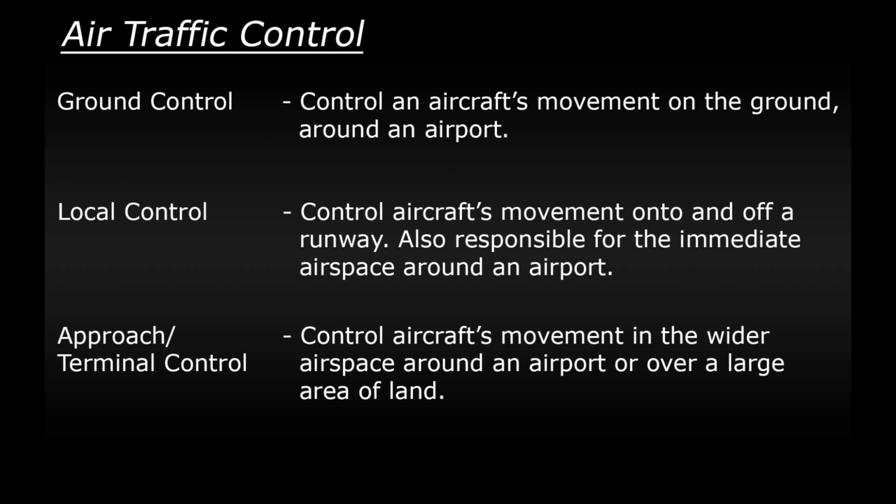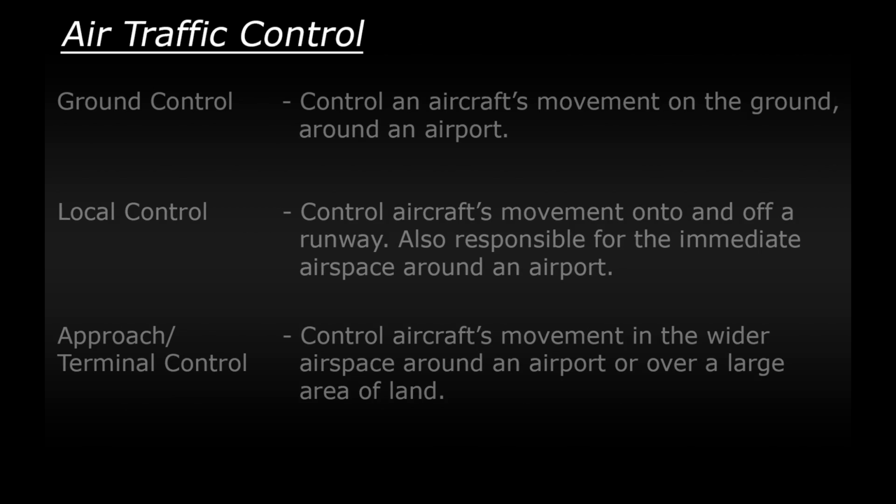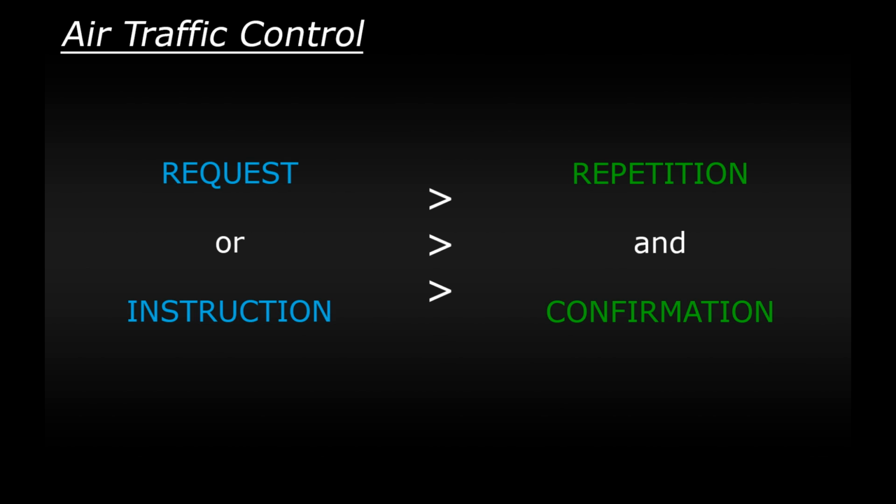Busy areas, such as major cities, will have a team which covers each area. However, smaller airports which see less air traffic may have one or two controllers who can cover each job. So, communication between a pilot and ATC is relatively straightforward. Generally speaking, it's a request or an instruction, and the response is usually a repetition of that instruction or request.